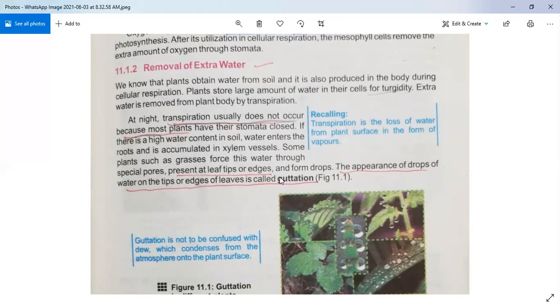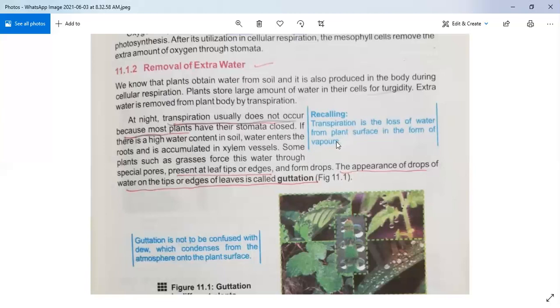So here an example is given of grass. Grass forces this water through special pores present at the leaf tips or edges in the form of drops. So the appearance of drops of water on the tips or edges of leaves is called guttation. I hope you understand these two methods. Now we will see the side box.